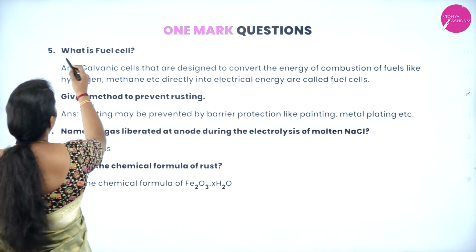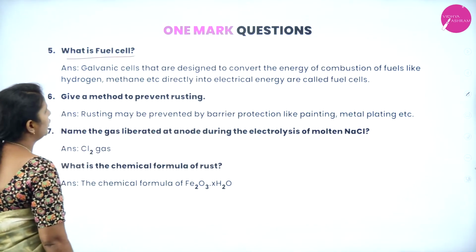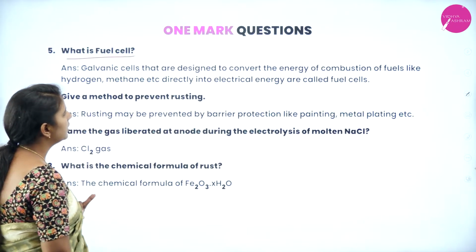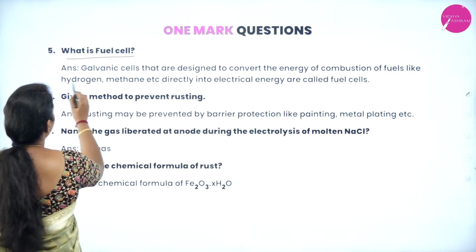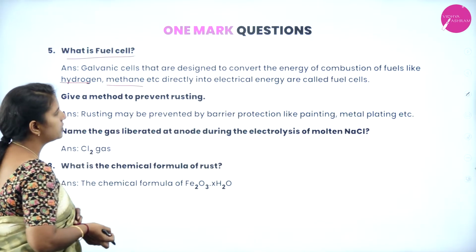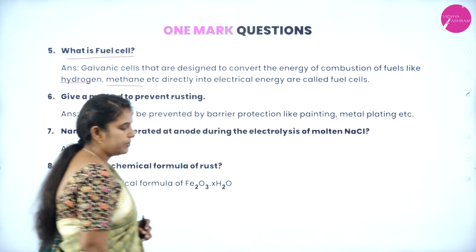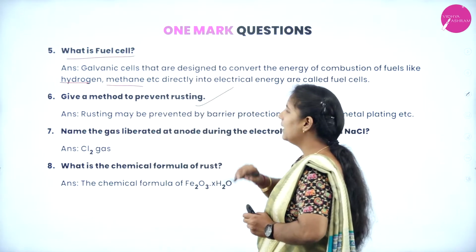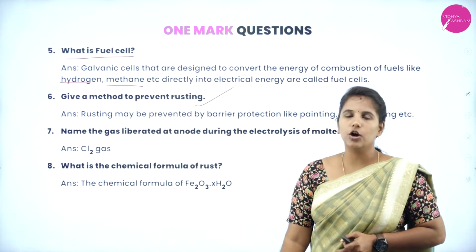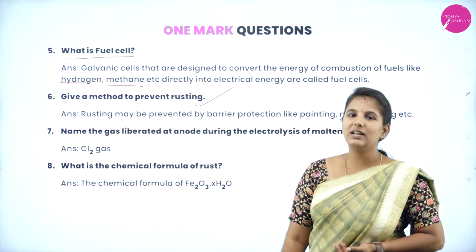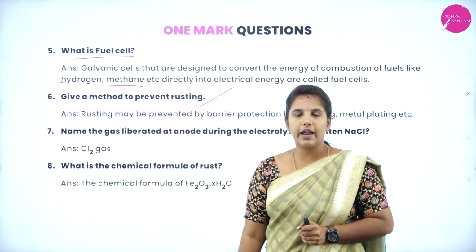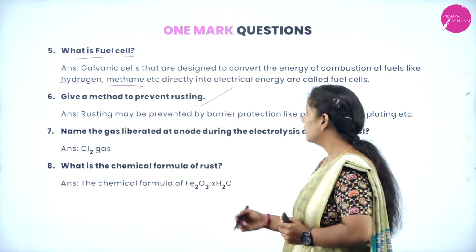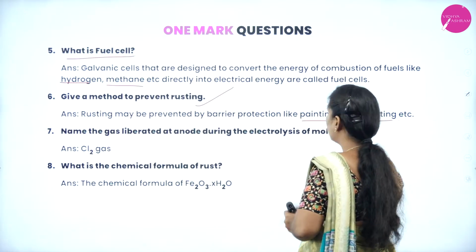What are fuel cells? Galvanic cells which are designed to convert the energy of combustion of fuels like hydrogen and methane directly into electrical energy are said to be fuel cells. Give a method for preventing rusting. We all know that rusting can be prevented by oiling, painting, galvanizing, varnishing or metal plating.